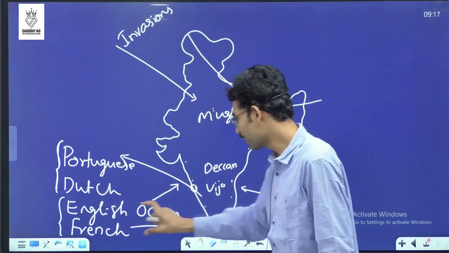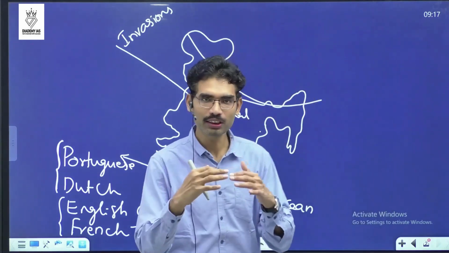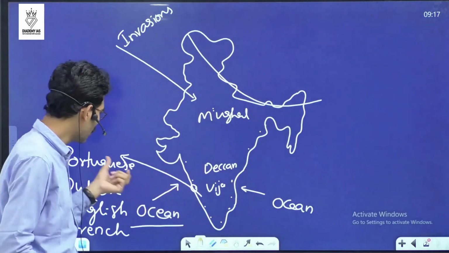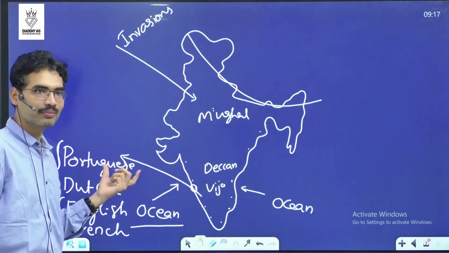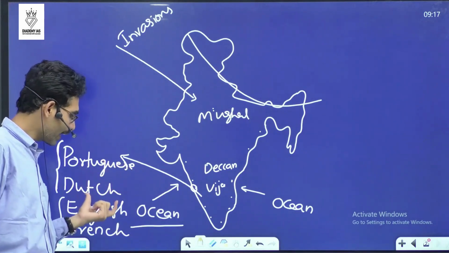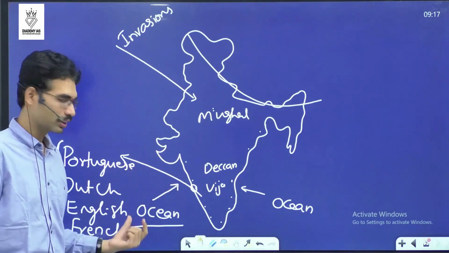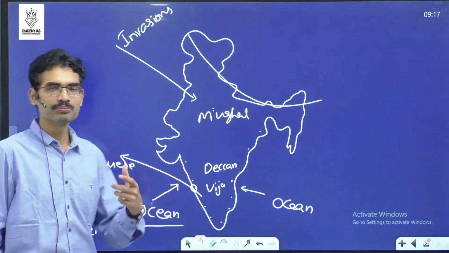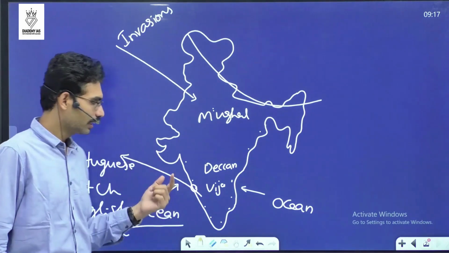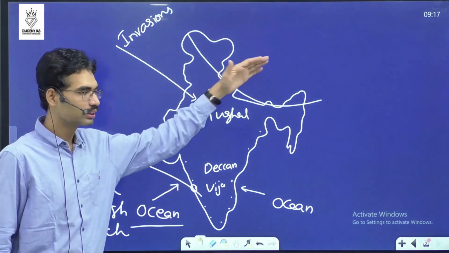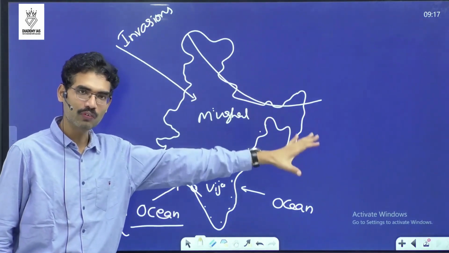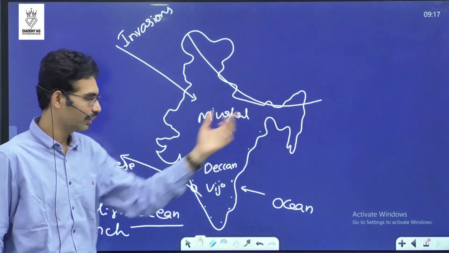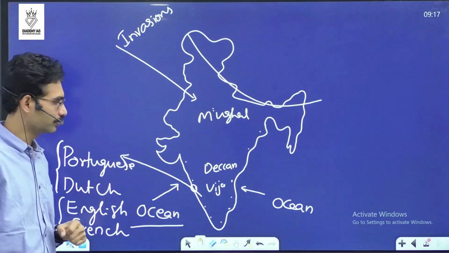Now, English and French, initially they were fighting. Even though they are Europeans, they are not unified. They were having cutthroat competition among them. That's why in the initial days, French and English were fighting like anything. Even in Europe, British and French always used to fight. Whenever there was fighting over there, they used to fight in India also.